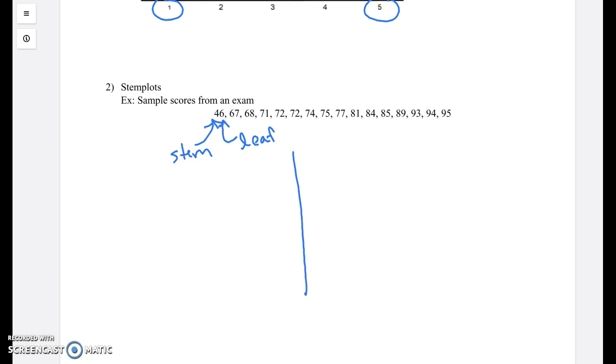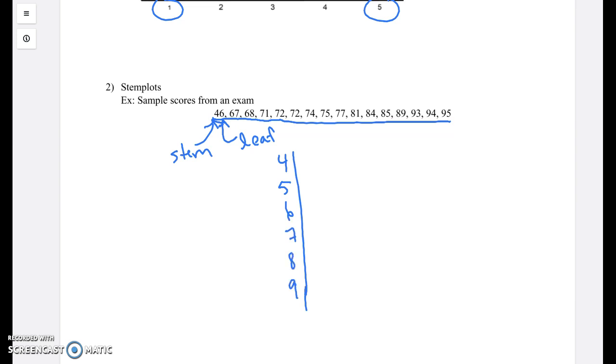So in this case, if you look at all of our data, all of the first numbers, 4, 6, 7, 8, 9, that's going to go in here. So 4, and I'm going to go in order, so don't skip numbers. So 4, 5, 6, 7, 8, 9. So that's what it looks like.